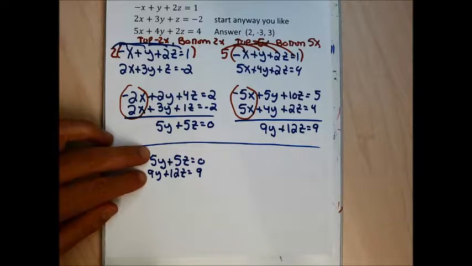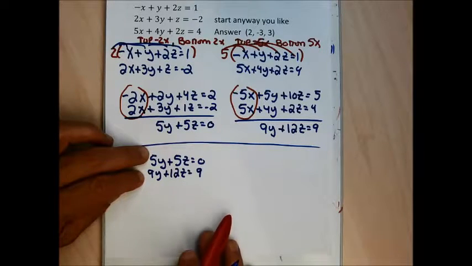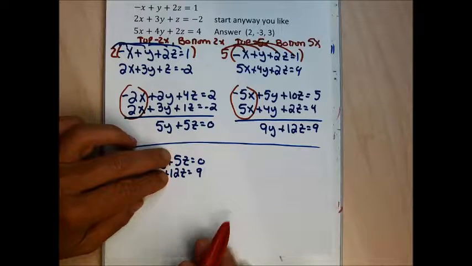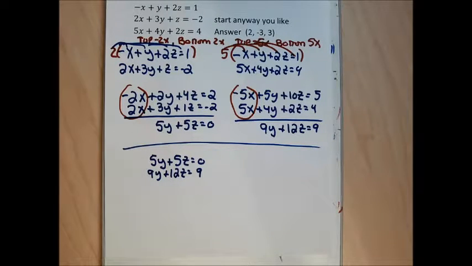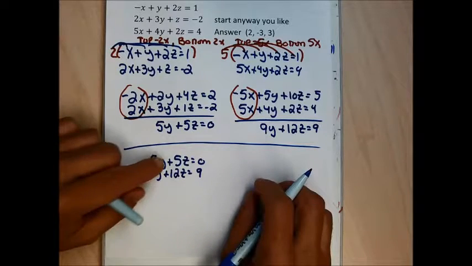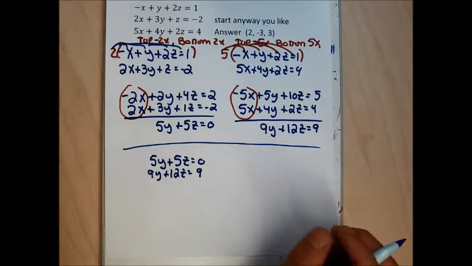The y's have 5s and 9s in front of them. The least common multiple between 5 and 9 is 45. To drop out the y's, I need to get a positive and negative 45 in front of the y's. The numbers in front of the z's are 5 and 12. The least common multiple between 5 and 12 is 60. To drop out the z's, I need to make one negative 60 and the other positive 60.